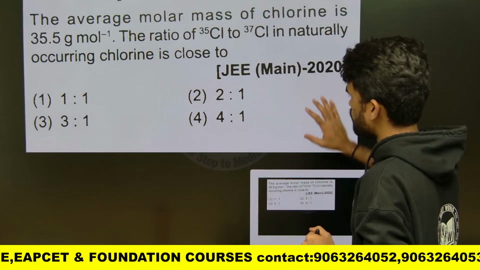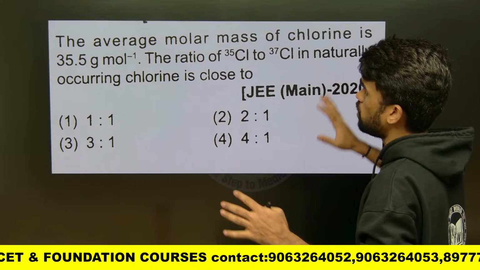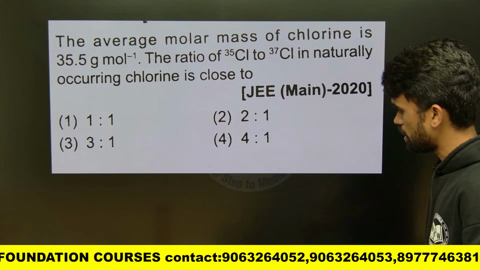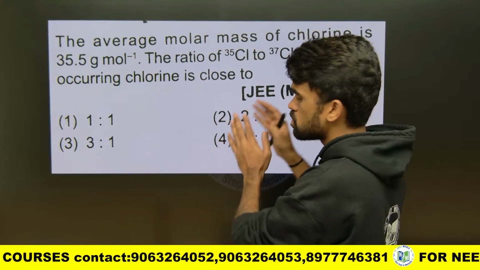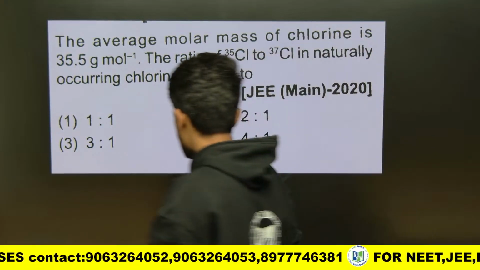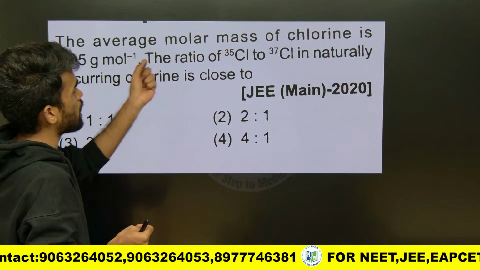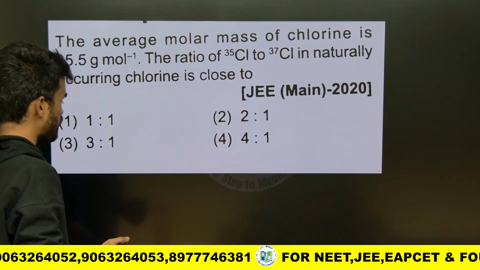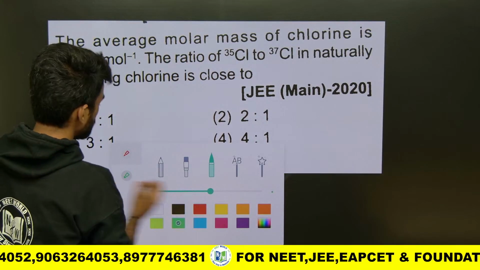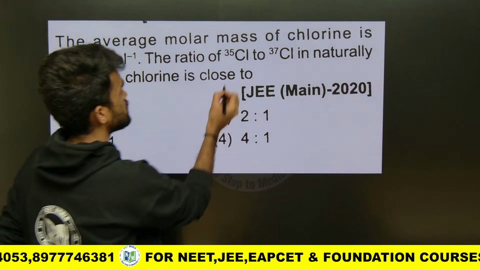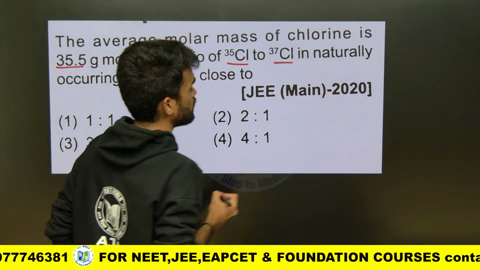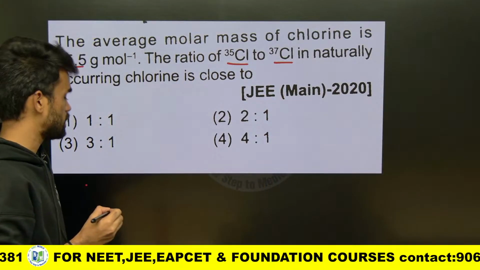See, the very basic question here we have is from JEE Mains 2020. I have collected JEE and NEET questions together to solve in this session. The question says the average molar mass of chlorine is 35.5 gram per mole. The ratio of Cl35 and Cl37 in naturally occurring chlorine is close to.